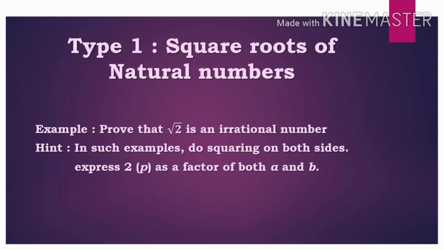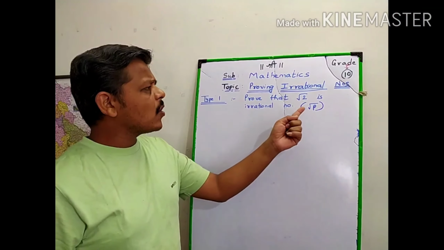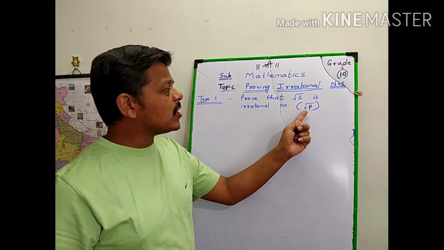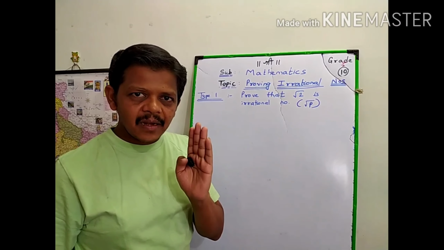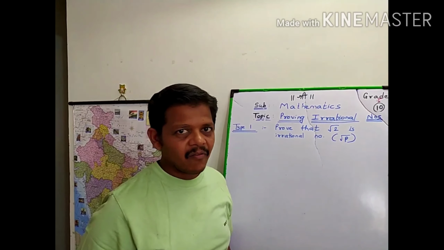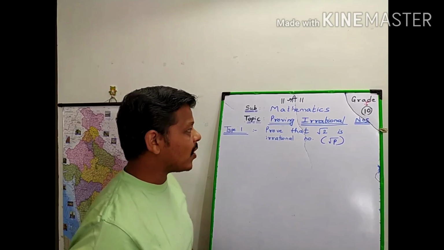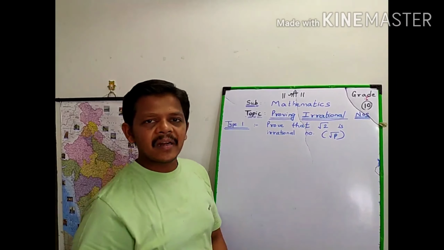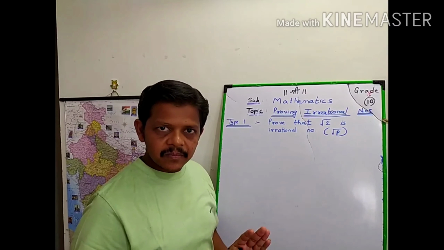So now, to prove this number root 2, means of the form root p, where p is any prime number. Root of any prime is going to be an irrational number. We want to prove root p as an irrational number. We are going to apply the contradiction method, what we had learnt last year. Means what? We want to prove as irrational, we will assume the contradictory, we will assume it as rational. Do you understand?